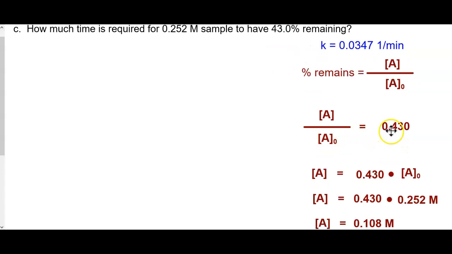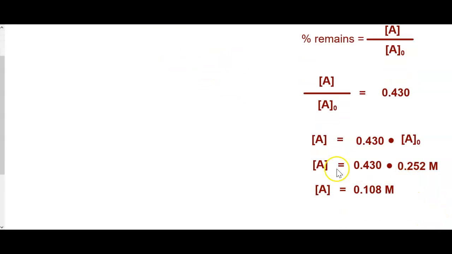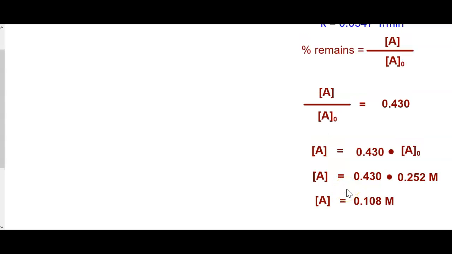I'm going to put this over 1 and cross multiply, and get A equals 0.43 times A naught. We know our A naught, 0.252. So I plug that in, and then I can get an A. So now I have both concentrations. Because of the percentages, I was able to get both concentrations.